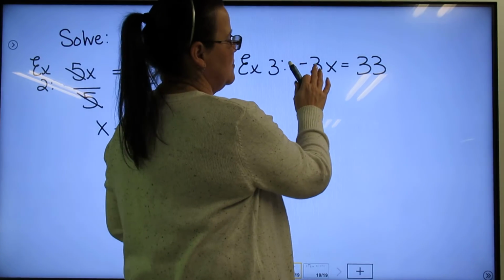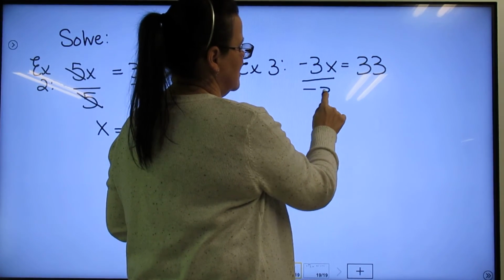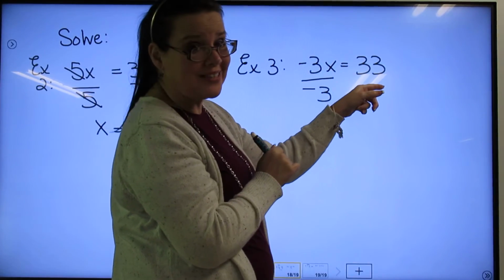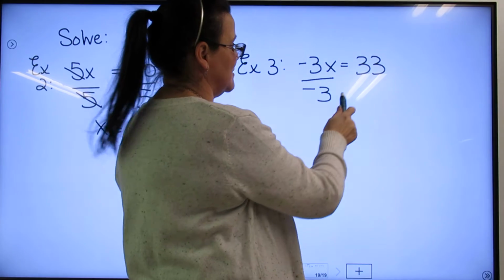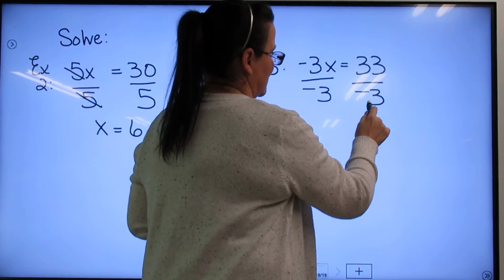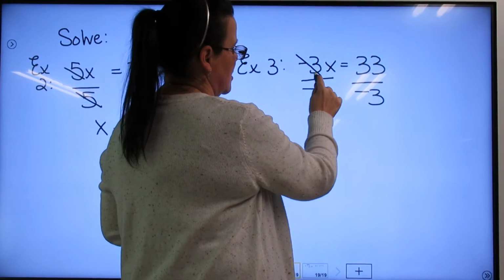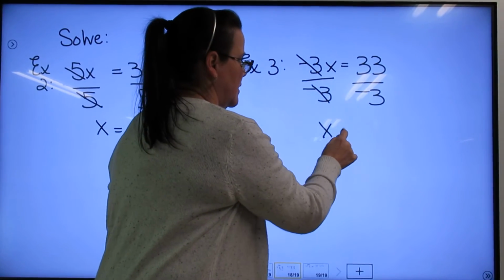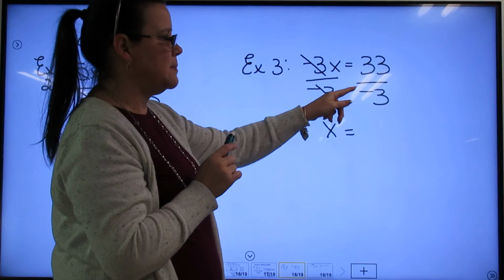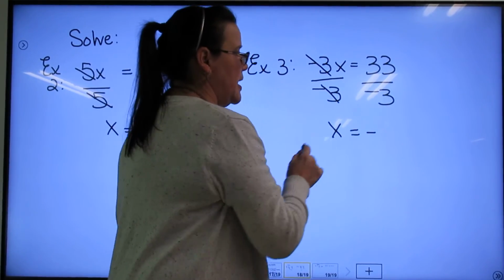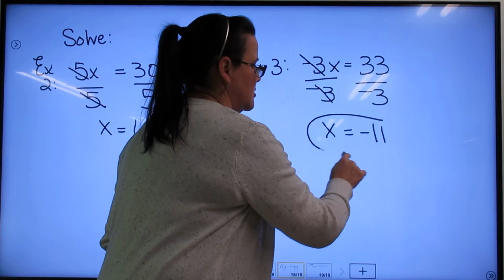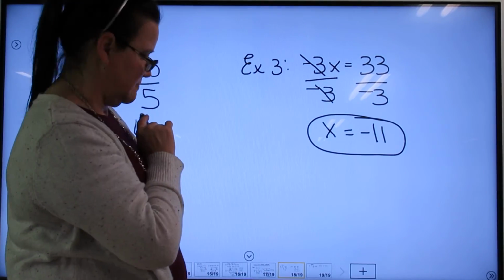Next, -3 times x. Again, you're finding out what times -3 gives you a positive 33. Pay attention to those signs. And then the -3's cancel out. A positive divided by a negative is a negative. And 33 divided by 3 is 11. And that answer would be -11.